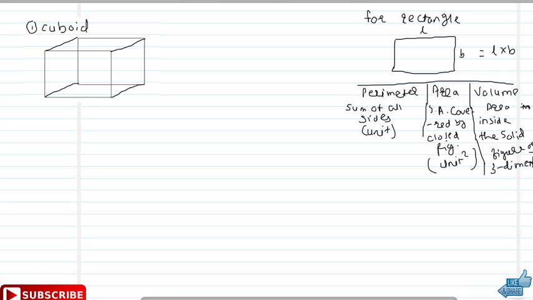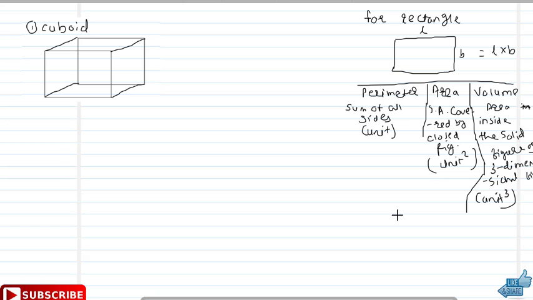Three-dimensional figure. Why I said three-dimensional? Because it consists of three dimensions, on x-axis, y-axis and z-axis. So unit is also 3 times, that is unit cube. Okay, so this is the basic concept.